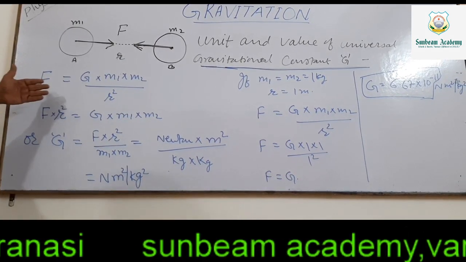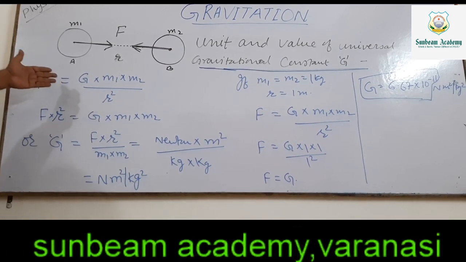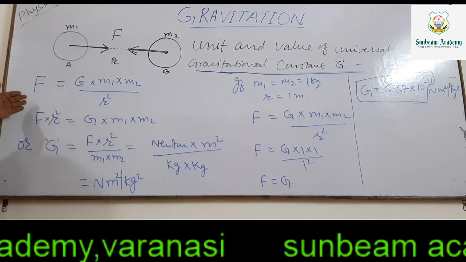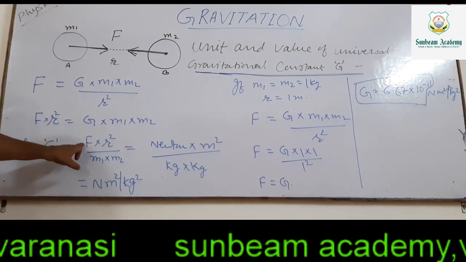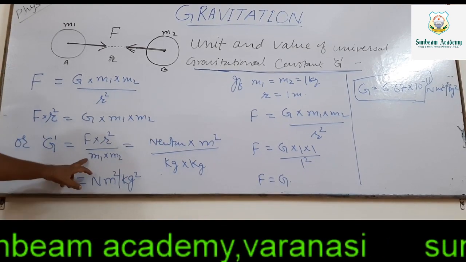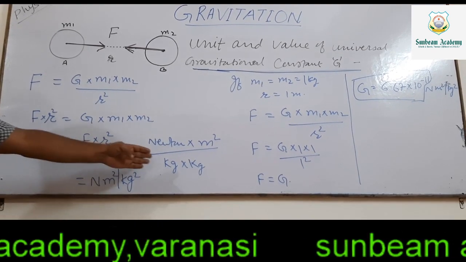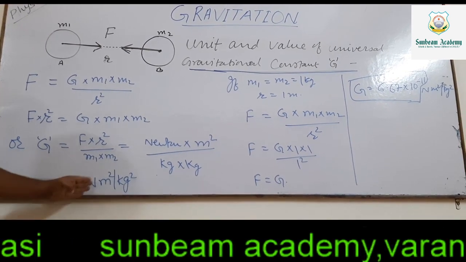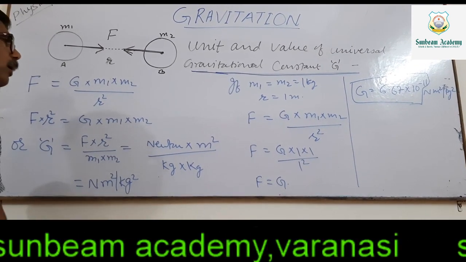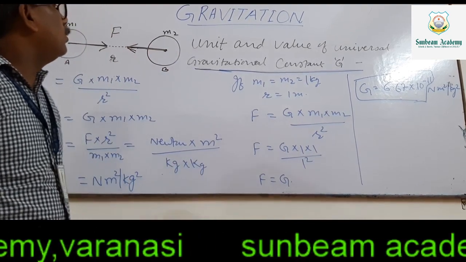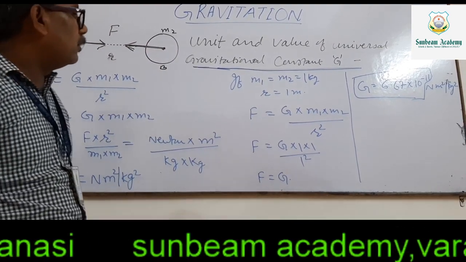You can simply calculate the unit with the help of this formula only. You know that the unit of force is Newton, distance is meter square, and mass is kg into kg. So the unit of capital G is Newton meter square per kg square. And how will you define this universal gravitational constant?